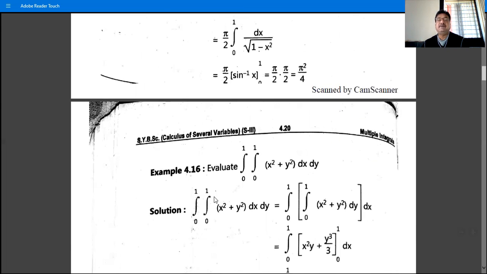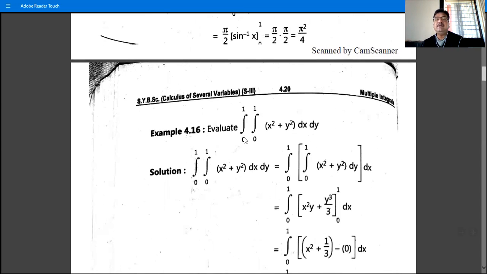That pi by 2 is constant, so it comes out of the integral, and therefore we have pi by 2 times the integration from 0 to 1 of 1 by root of 1 minus x square dx. The integration with respect to x is sine inverse x from 0 to 1, and again the value at the upper limit is sine inverse 1 minus sine inverse 0, which is pi by 2 minus 0. So we have pi by 2 times pi by 2, therefore the answer is pi square by 4.